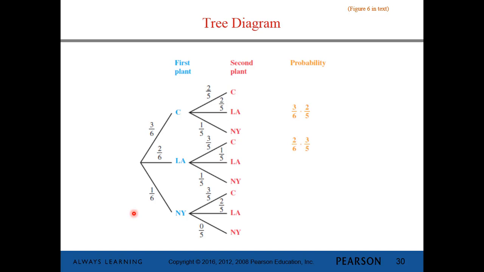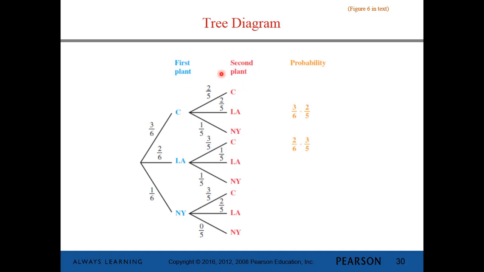Well, they give us the information that there are 6 plants, 3 in Chicago, 2 in Los Angeles, 1 in New York. Okay, so that means out of the 6, there's a 3/6 chance, or 1/2, that the plant is going to be from Chicago. 2 out of 6, or 1/3, LA, and 1/6 New York. Okay. Now the second month.